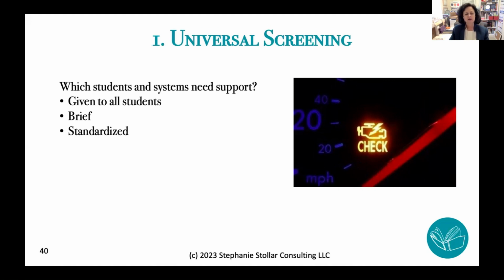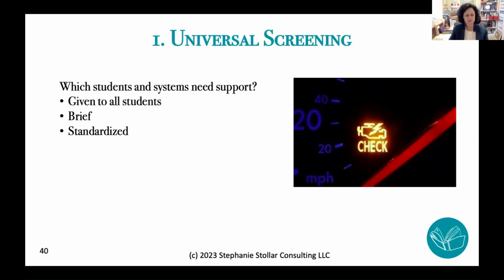Universal screening needs to be standardized. Just like the idea of health screening is standardized, we take the temperature, we have a standard procedure for taking blood pressure and so on. Every student should have the same assessment experience during screening. They should have the same directions, the same test items, the same amount of time. There's a couple of reasons for this. We want to have the option of comparing every student to every other student. So we want to know that the testing conditions were the same for every student.